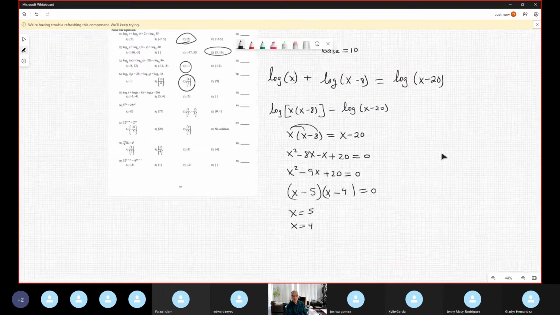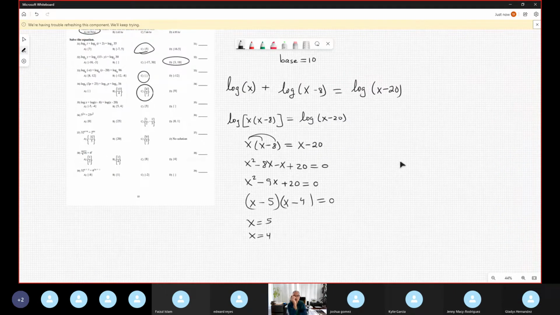But unfortunately, what's going on when you're checking? Look. At least when you plug in 5 and 4 here, 5 minus 20 is a negative number, and 4 minus 20 is also a negative number. And this, no. It's okay. But in this, no, because 5 minus 8 is negative, and 4 minus 8 is negative. It says to be undefined here.